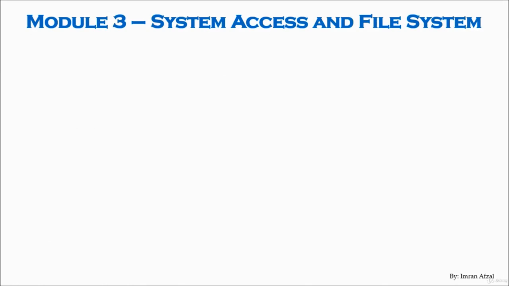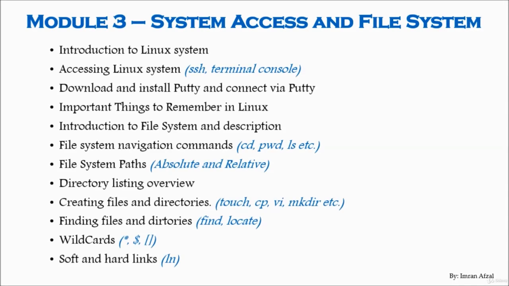Then we have Module 3, which is about system access and the file system. What is a file system? How do we access the file system? Some of the important things to remember in it: file system paths and navigation commands, directory listing overview, wildcards, finding directories and files, and soft links and hard links.